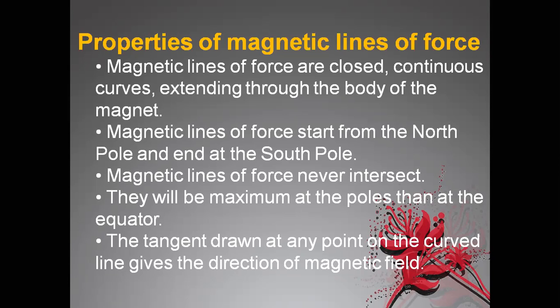So these magnetic lines of force never intersect because these are curved lines, so they do not intersect. They will be maximum at the poles than at the equator.